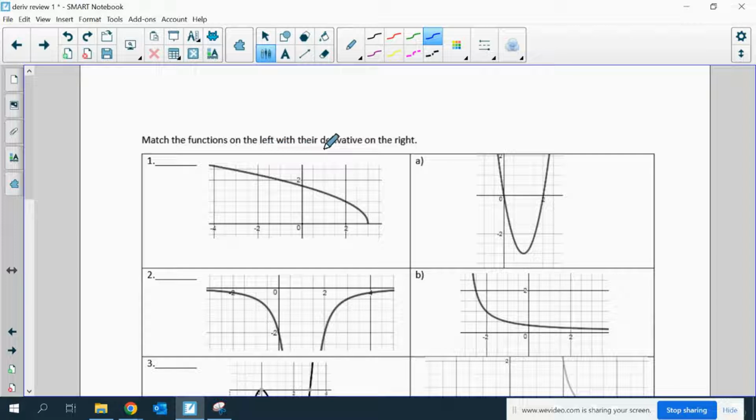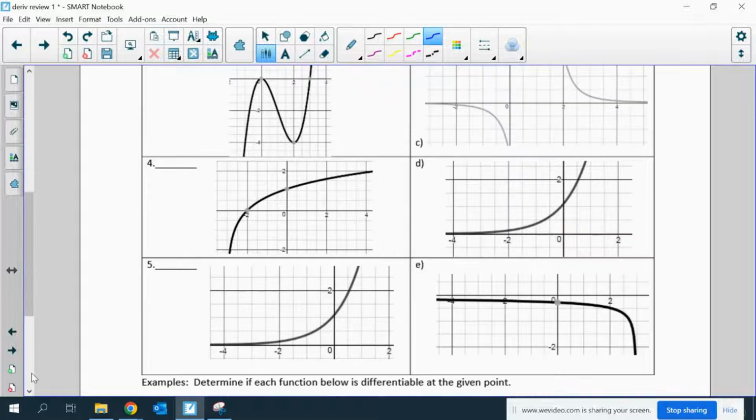Now we're going to match functions on the left with the derivative on the right. So the derivative is, remember, the slope of the tangent line. So if I look at these functions, number 1 has negative tangent line slopes that are getting steeper and steeper until you get to 3, where the tangent line ends up going toward negative infinity.